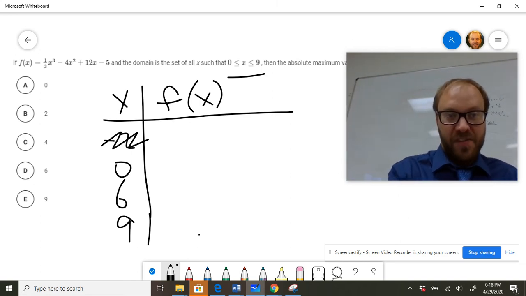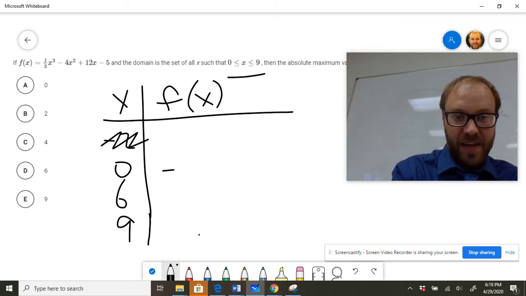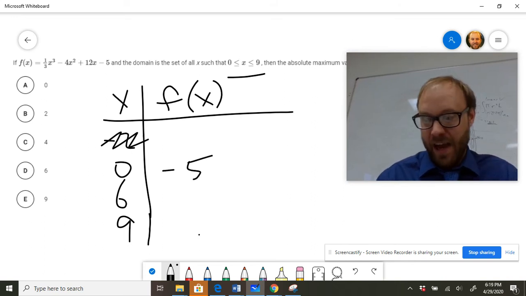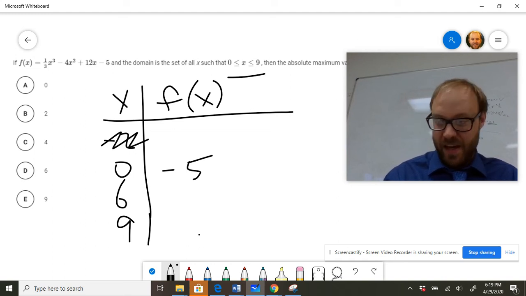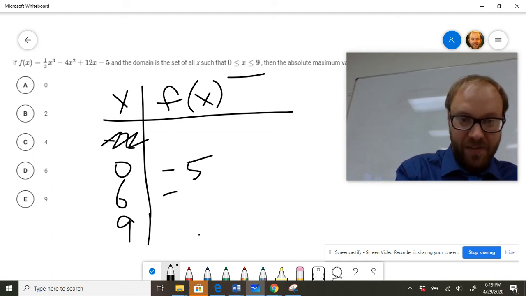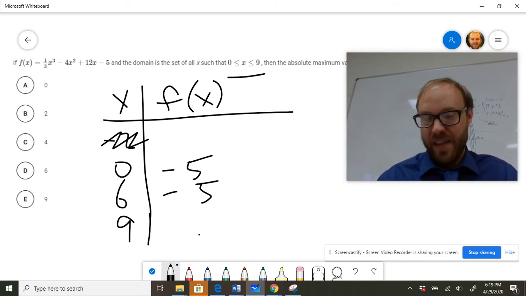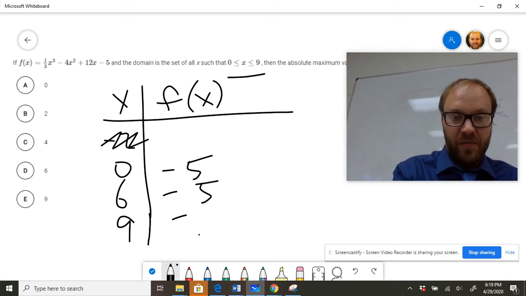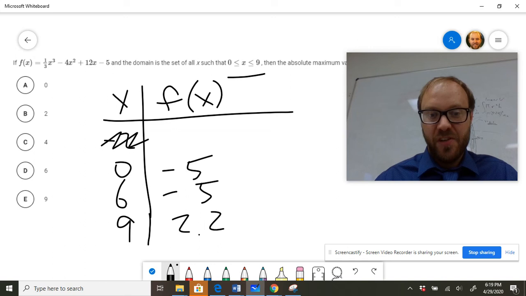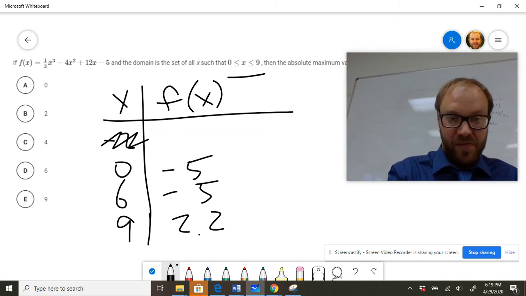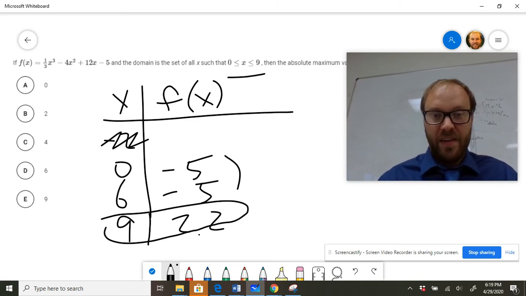So we can find f of 0. f of 0 here would be negative 5. Okay, f of 6, if you substitute that in, apparently you will also get negative 5. And f of 9 turns out to be equal to 22 if you substitute it back into the function. So there are actually two minimum values here. They would happen at two different places. The maximum here is occurring when the function value is equal to 22.